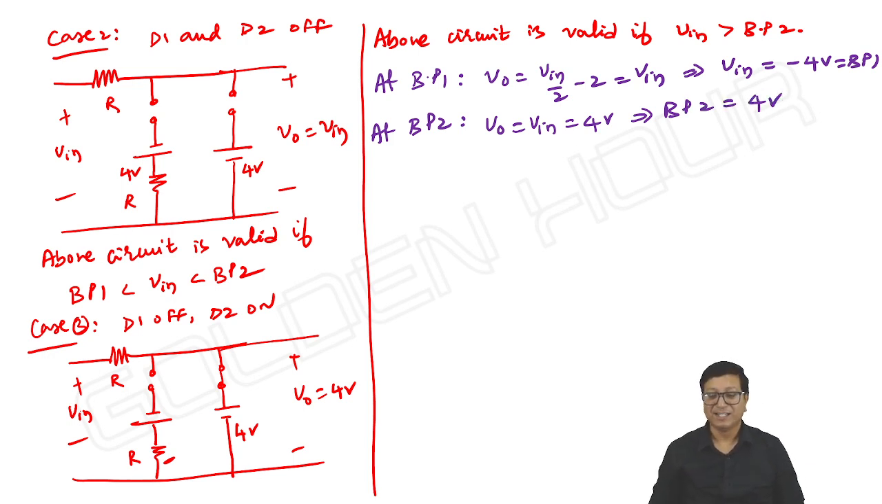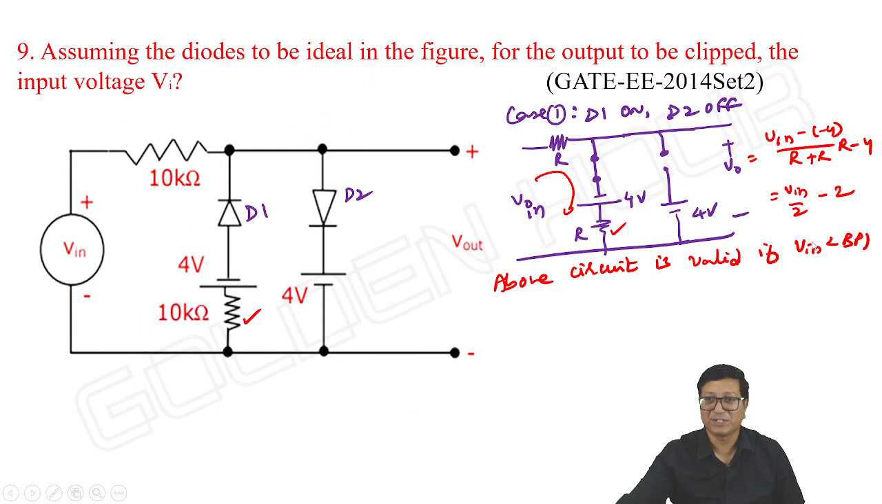Breakpoints are not changing, but the case 1 equation, output equation is changing. V output is not equal to minus 4. Instead, it is V input by 2 minus 2. Okay, the equation we are getting is a different one instead of minus 4. Okay, but the breakpoint values are not changing. Breakpoint 1 is minus 4 and breakpoint 2 is plus 4. Okay, so for the output to be clipped, the input Vi is at minus 4 and plus 4.